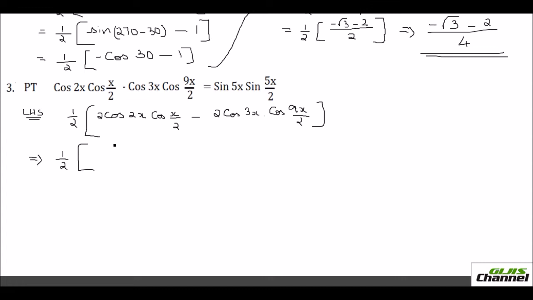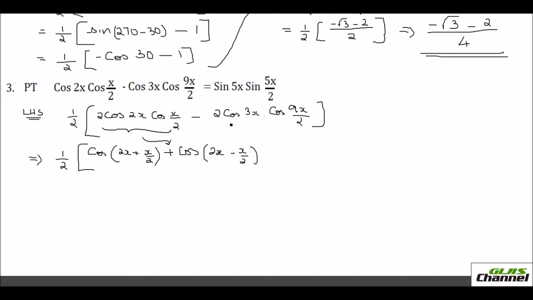2 cos a cos b is cos a plus b plus cos a minus b. So I am going to apply that here. Cos a plus b, that is 2x plus x over 2 plus cos a minus b, that is 2x minus x over 2. Okay. Did you understand? So this portion I have written it like this.